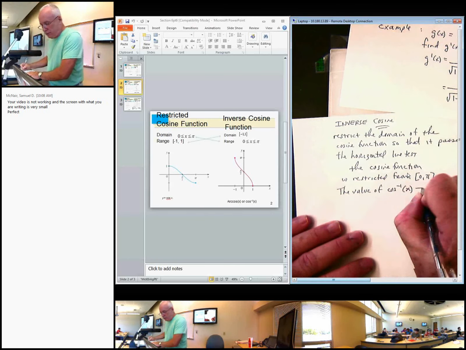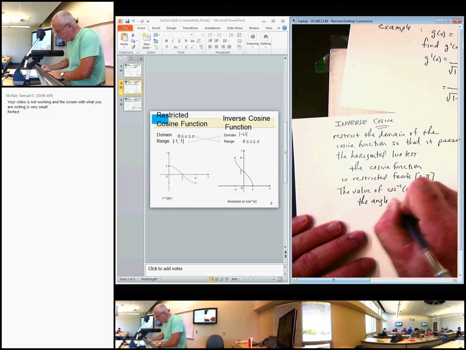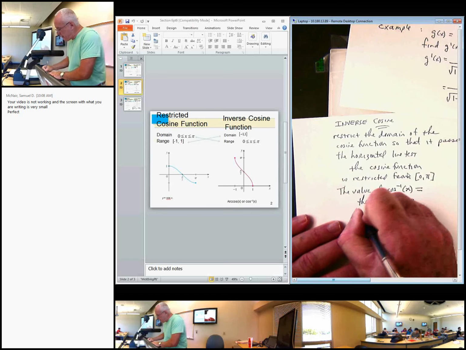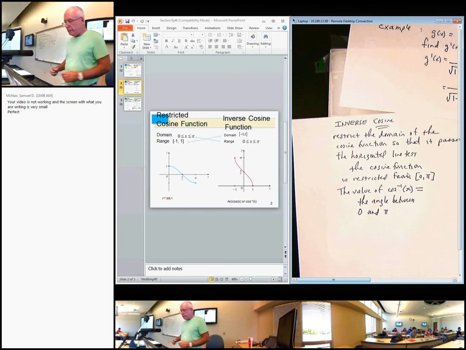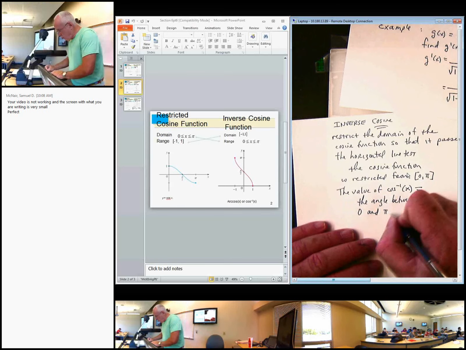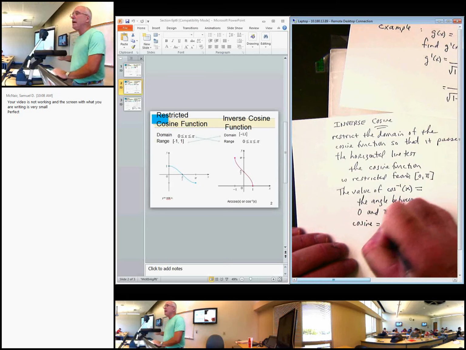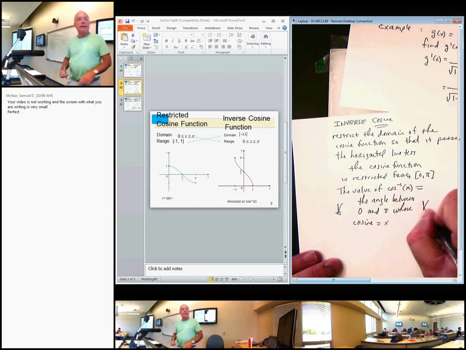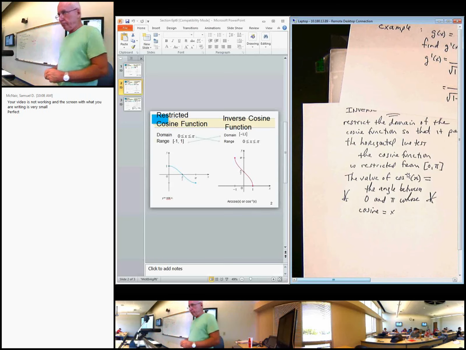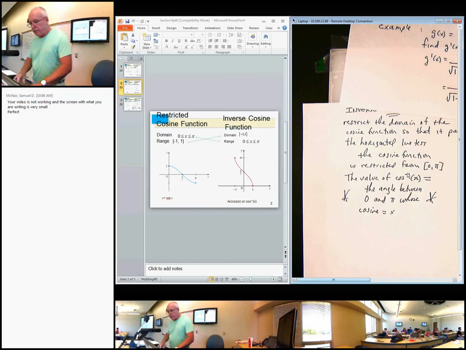It equals the angle between, this time it's between 0 radians and pi radians, 0 to 180 degrees, whose cosine is equal to that x. This is the only way that I can remember this in my head. It's the angle, but this time it's between 0 and pi, whose cosine is equal to the x.